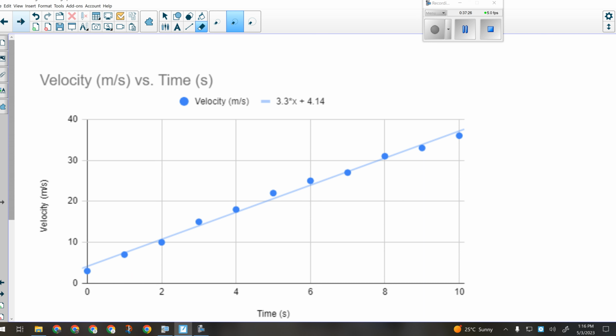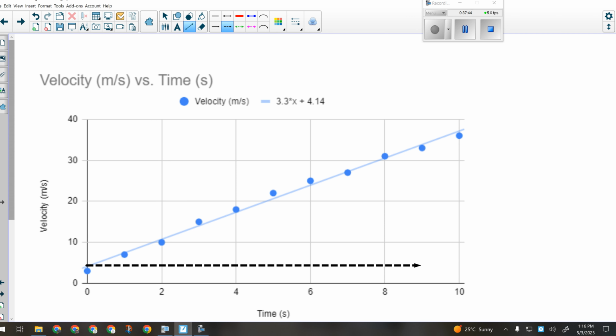This object doesn't start at what? It doesn't start at zero. So it's already moving at time zero. So there's not just a triangle here. There's a triangle and, what's underneath the triangle? A rectangle, right?